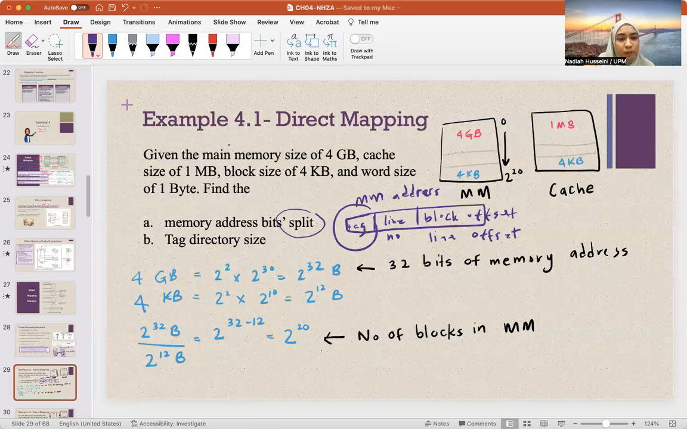So first off, we know that the main memory size is 4 GB. So to translate that in log of 2 form, I break 4 into 2 to the 2, which is just 4, and then I times it with 2 to the 30. How do I know gigabyte corresponds to 2 to the 30?